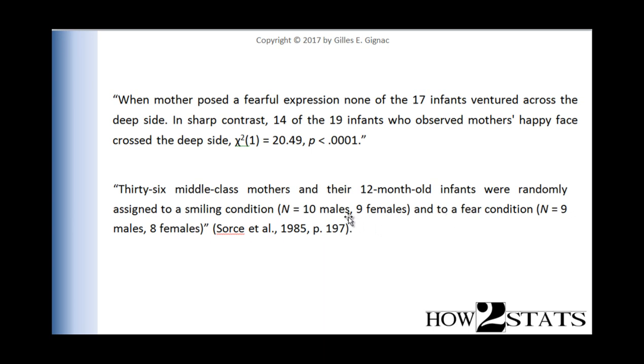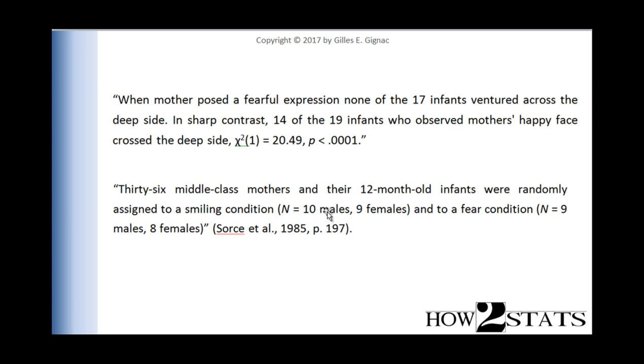Now I don't especially like the language that Sorce et al. used in this sentence, because condition sounds like it could possibly be a within-subjects condition, and it would suggest that the children had the opportunity to cross the table twice, once when the mother's smiling and once when not. But that's actually not how the study was conducted. There were actually a total of 36 participants in this study, and they were randomly assigned to the groups. And the giveaway is that the author wrote 10 males, 9 females, which doesn't equal this number here.